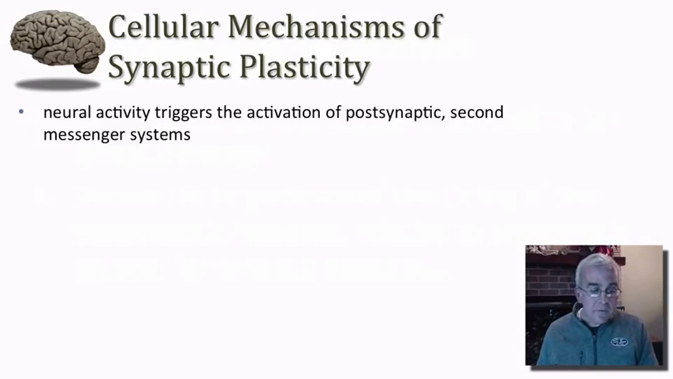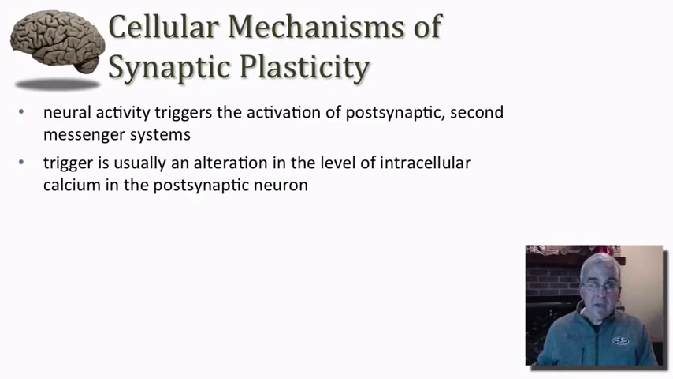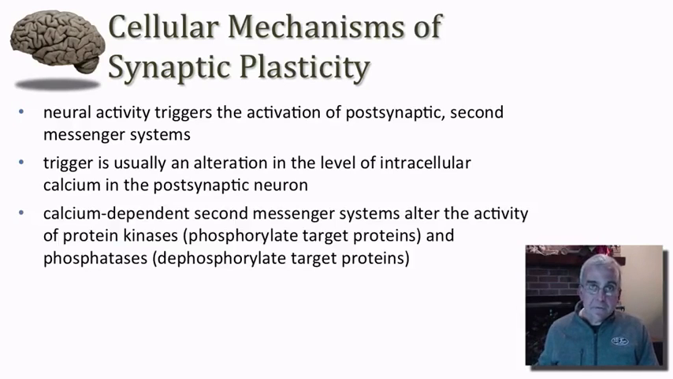We went over this in the previous tutorial, and perhaps it bears repetition. Synaptic plasticity begins when neural activity triggers the activation of postsynaptic second messenger systems. The trigger in that postsynaptic cell is typically an alteration in the level of intracellular calcium. The level of intracellular calcium is critical because calcium-dependent second messenger systems are then activated, and those systems can then activate either protein kinases, which phosphorylate target proteins, or protein phosphatases, which dephosphorylate target proteins.